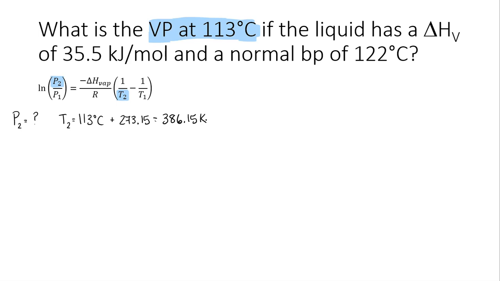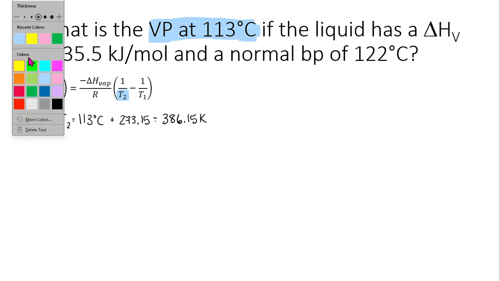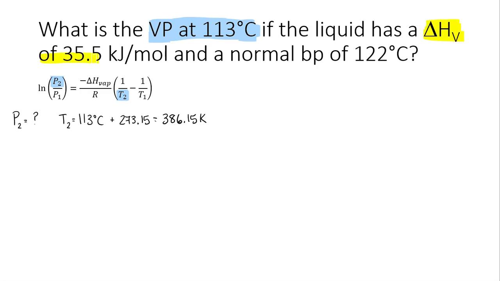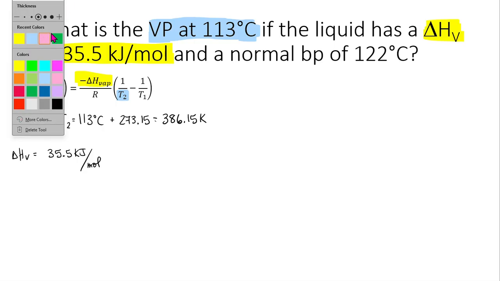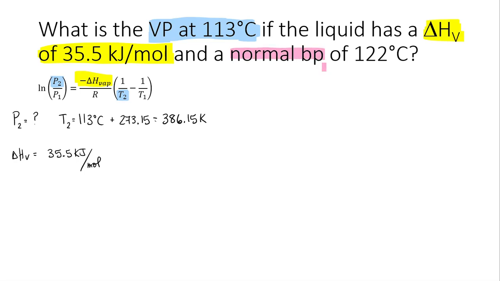Okay. If the liquid has a delta H of vaporization of 35.5 kilojoules per mole. All right, I know where it's going to go. I know that the delta H of vaporization is 35.5 kilojoules per mole. I'll come back to that in a second. And it has a normal boiling point of 122 degrees Celsius. That's giving me my P1 and my T1.